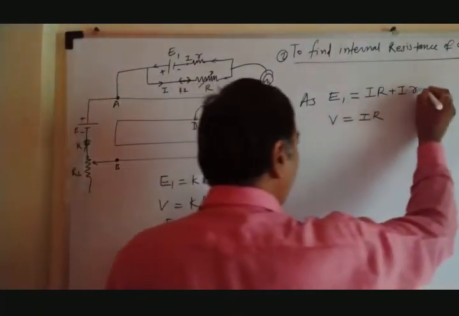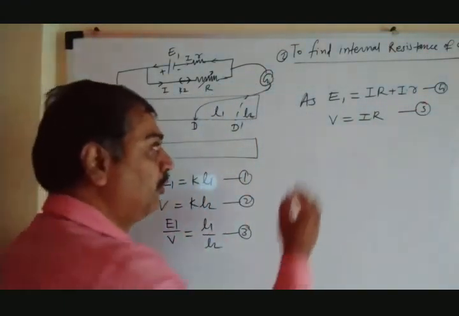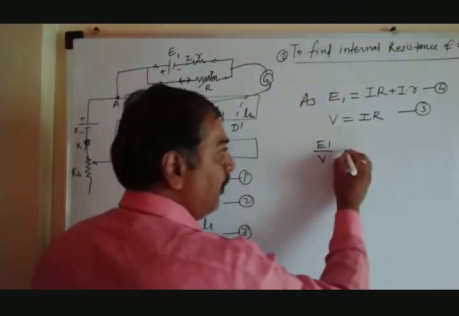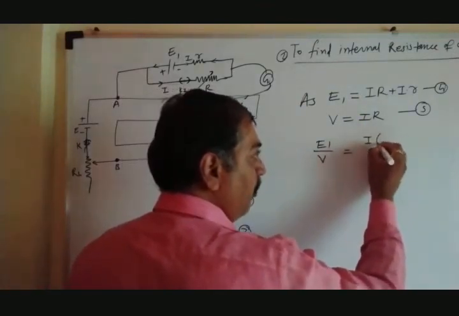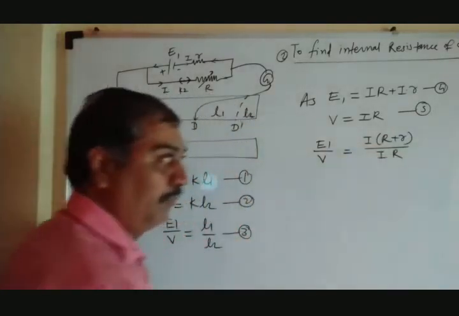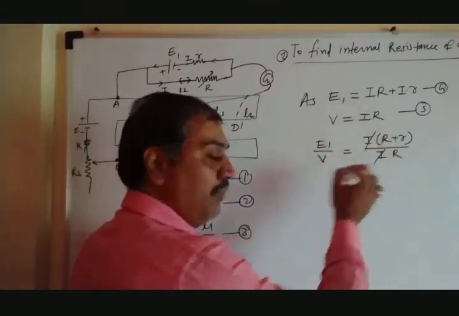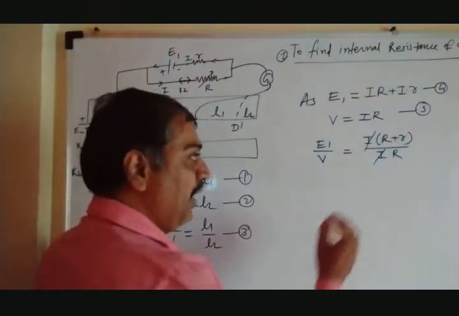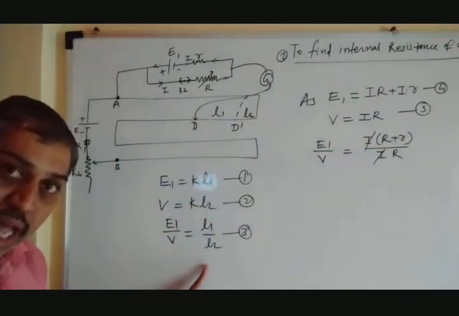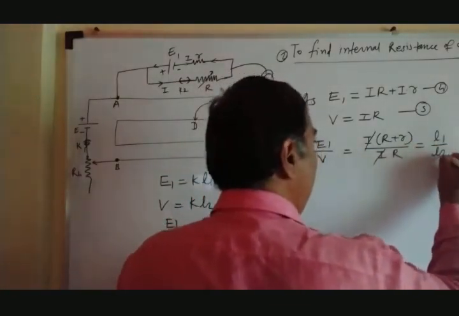Now suppose this is equation 4, this is equation 5. Divide equation 4 by 5. So what we get? E1 divided by V, the left hand side, equal to what? I common, R plus small r, divided by I into R. Just I have taken I common from this. Now this I gets cancelled with this I. So what we get? R plus r divided by R. But from equation 3, E1 by V is what? L1 by L2. So you can put this as equal to L1 divided by L2.